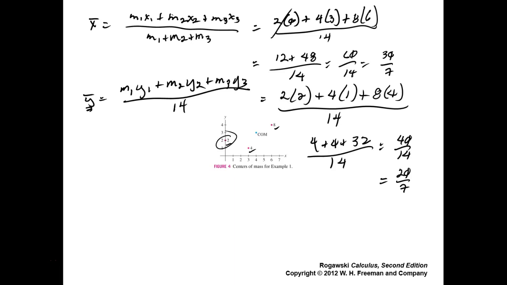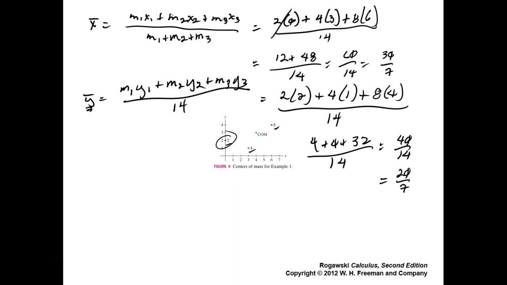Let's get approximately what that is. 30 over 7 is just a little bit more than 4, right? Okay. So it's a little bit past 4. Yeah, that's looking pretty good. And 20 over 7 is just short of 3, right? Yeah, that's looking pretty good. There's the center of mass for those 3 objects.